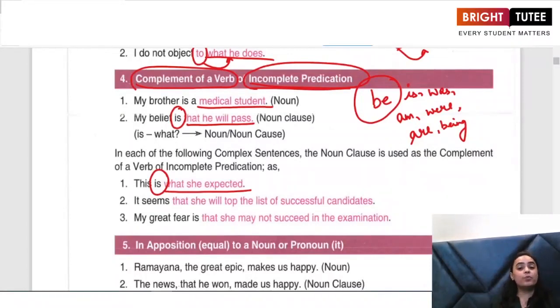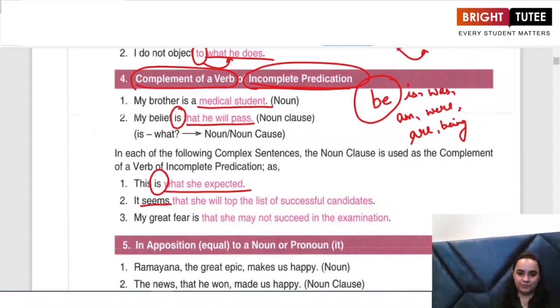Now, what is my verb in this sentence? Because when I talk about a verb of incomplete predication, it is important for me to identify the verb first. What is my verb? Seems. Now, it seems is an incomplete word because it needs a sentence to complete it. It seems to me that, or it seems to me if.